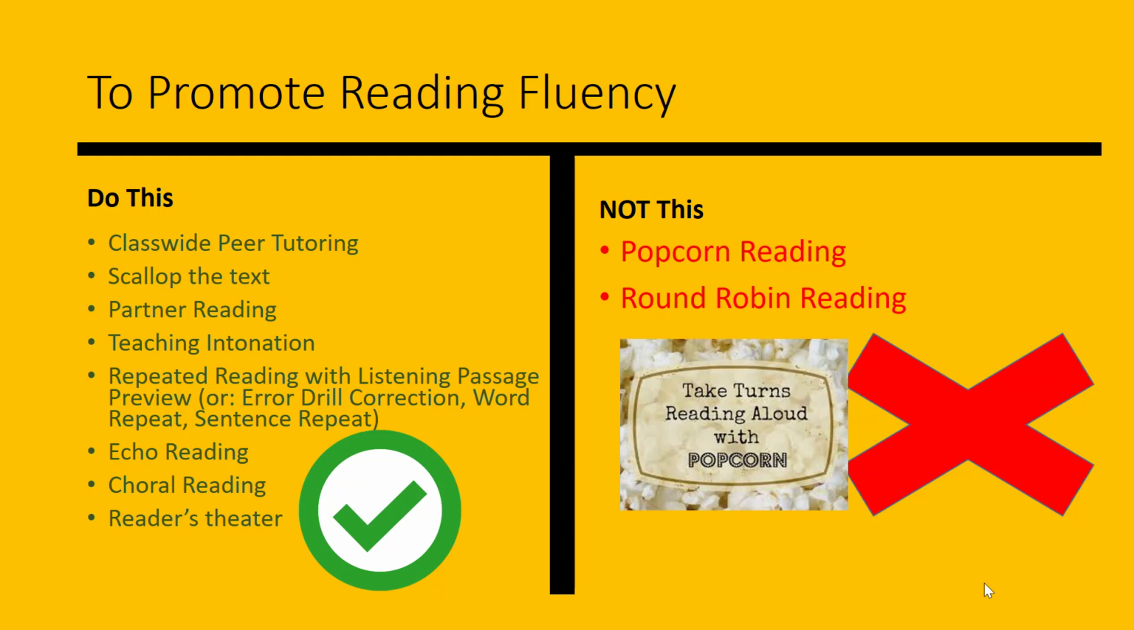Do not do these 2 things if your goal is for students to make meaning from text and if your goal is for students to build reading fluency. These 2 things do not work and, in fact, have adverse effects. Popcorn reading and round-robin reading.